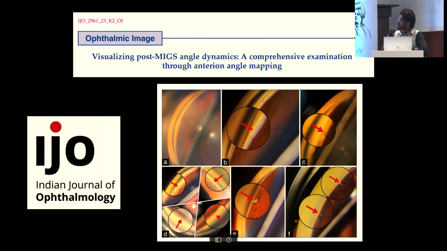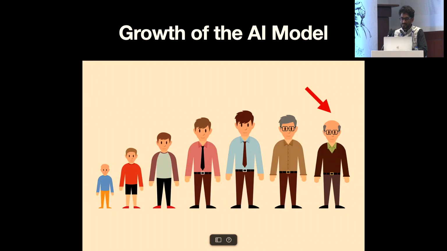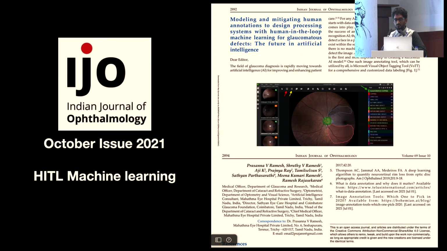There are 5 to 6 different MIGS surgeries. Each angle anatomy is different, and we are working on these segments so that we get the outflow channels the way they are, how the Schlemm's canal is opening up in different procedures, be it the excision procedures like a KDB, Kahook or a suture gate, or stenting procedures like an iStent or iStent inject. So every model has to have its own growth, and there is no end to this learning, my dear friends.